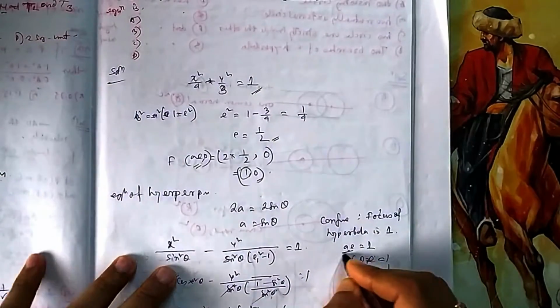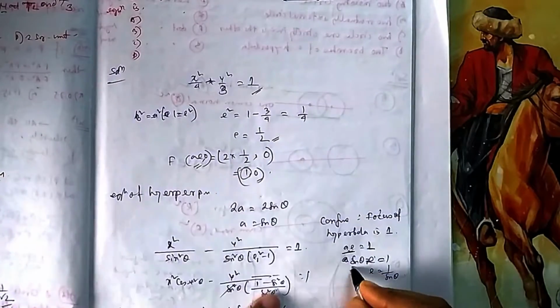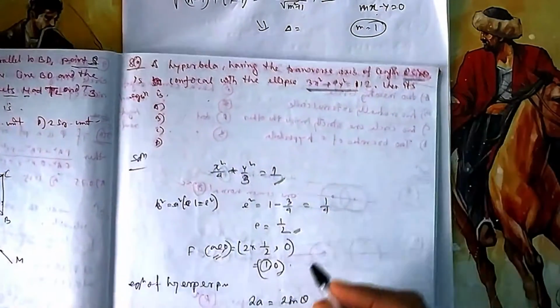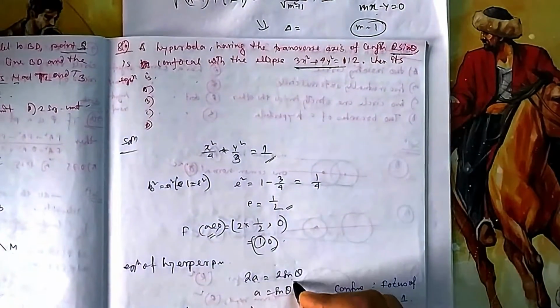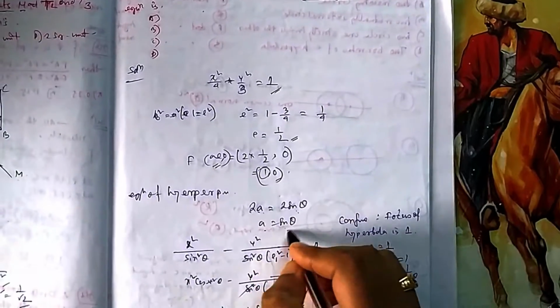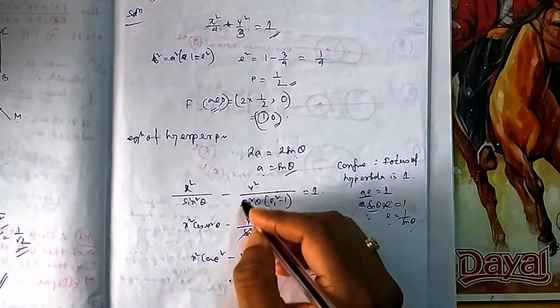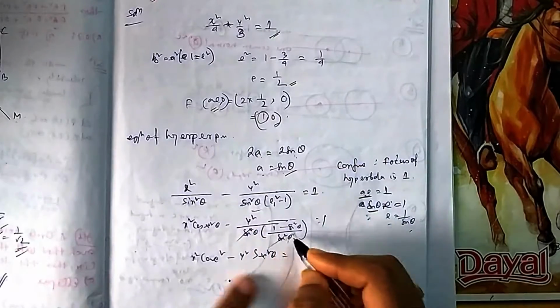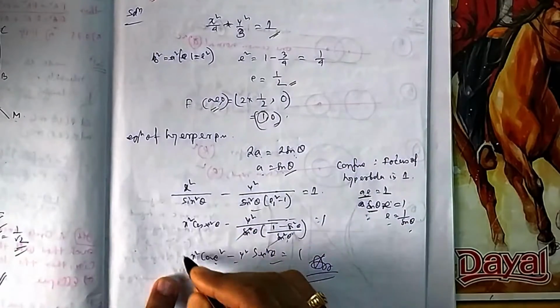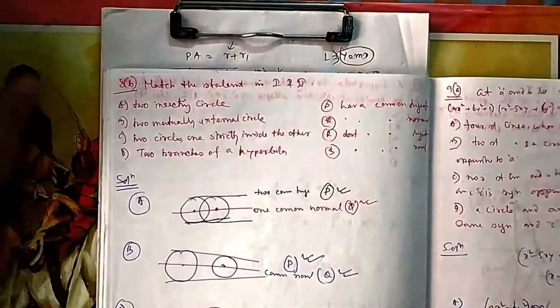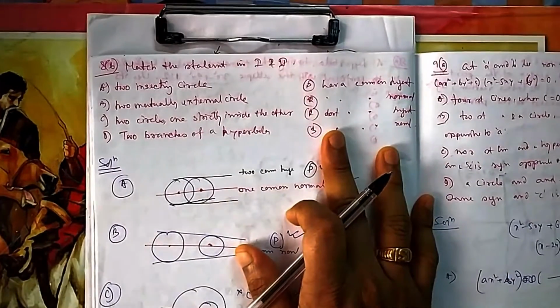So for the hyperbola, AE is again 1. What is A for the hyperbola? 2A is equal to 2 sin theta, it is the transverse axis. So A you got it. E you know. Once you know A and E, you can find this B. So you apply it there, then this is your equation. So it is easy.